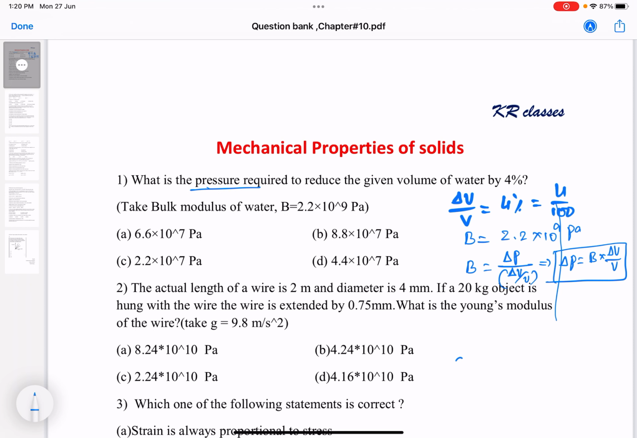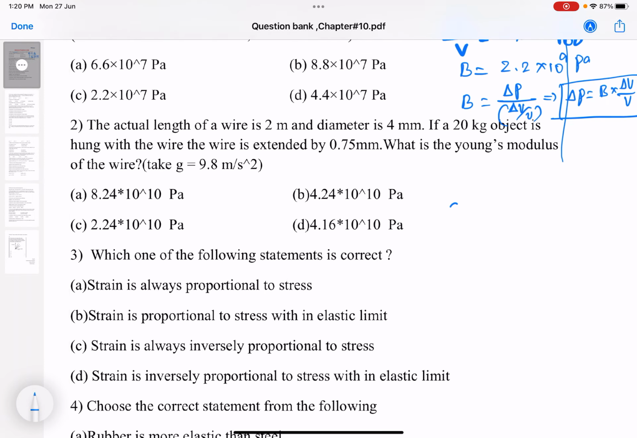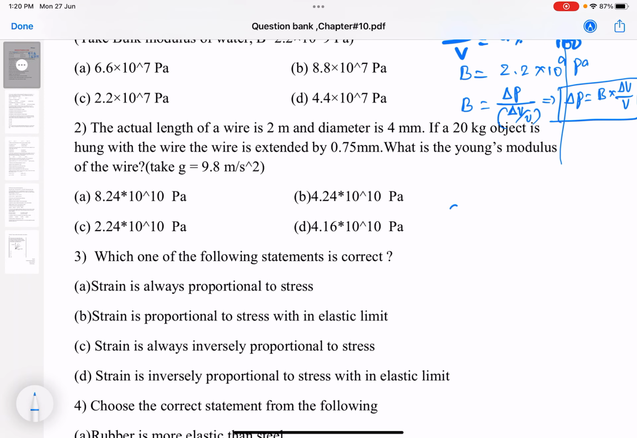Okay, next one. Second question, the actual length of a wire is 2 meters and diameter is 4 millimeters. Length is 2 meters. Diameter D is equal to 4 millimeters. If a 20 kg object is hung with the wire like this, so here force acting is nothing but M into G. So force F equal to 20 into G, 9.81. It is approximately 192 newtons.